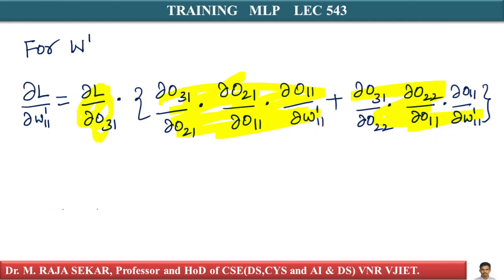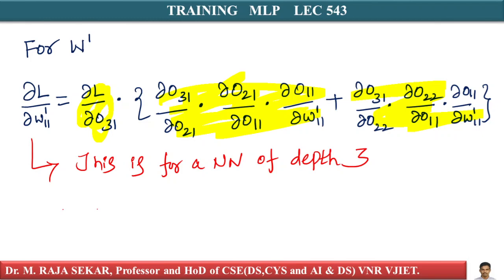If you observe carefully, you have this summation because you have two paths. Imagine this for a neural network of depth 3. Imagine if you have a neural network with 10 layers. It is the same chain rule we have to apply over and over again. Once we can compute these derivatives, we can quickly update the weights.